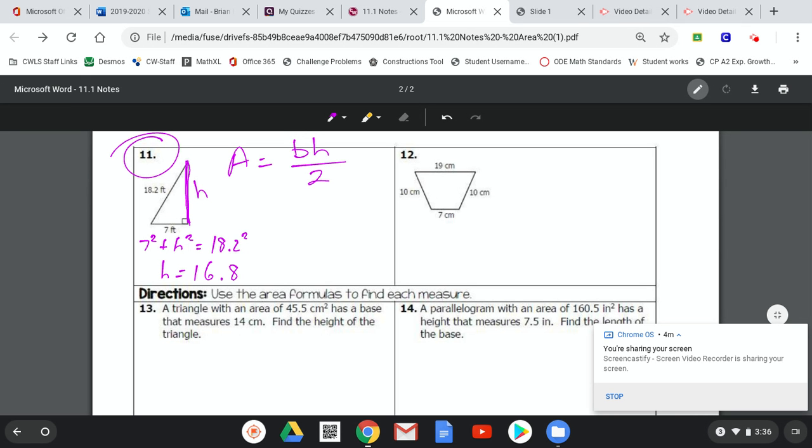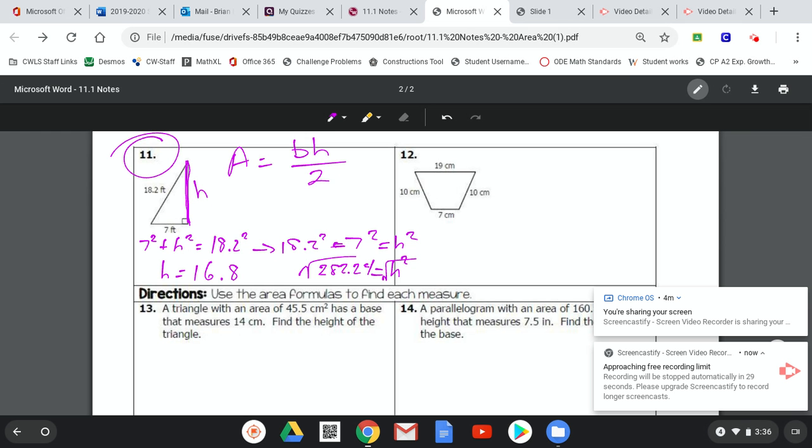Again, when we do this, we're saying 18.2 squared minus 7 squared equals our height squared. After that, we get height squared equals 282.24. Then we take the square root of both sides to get a height of 16.8.